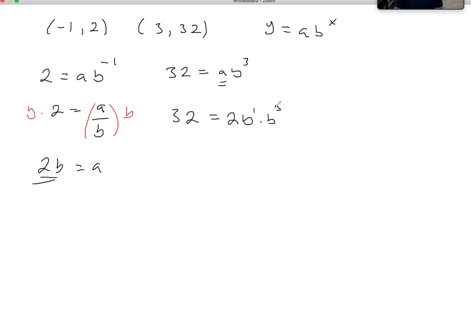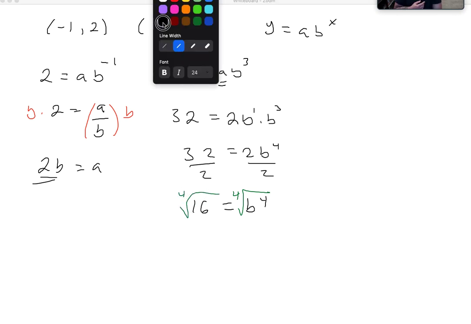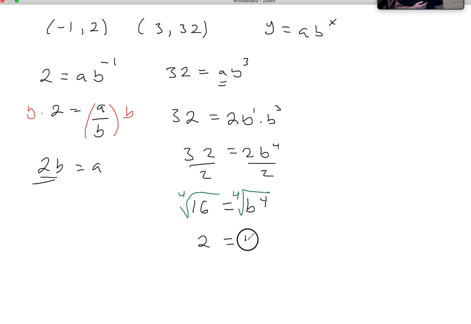Remember, that's got that little invisible 1, so b times b cubed will make b to the 4th. 32 equals 2b to the 4th. And then let's get rid of that 2 before we do the root, because that'll make it easier. And there's our 16. Excellent. Okay, so now we can take the 4th root of both sides, because we have a b to the 4th. And the 4th root of 16 is conveniently 2. And so now we know that b is 2.